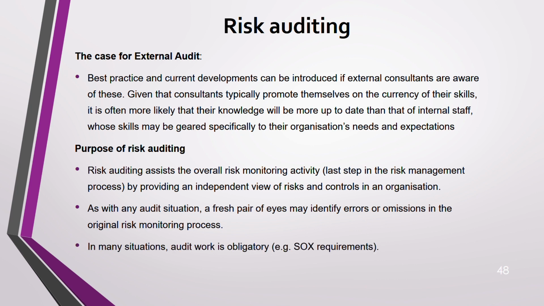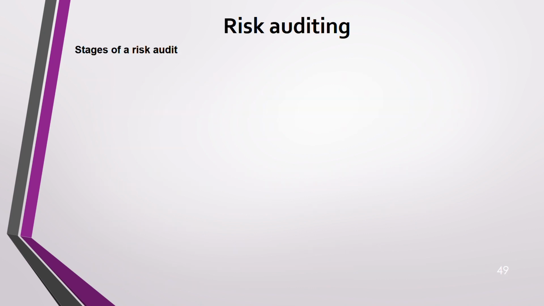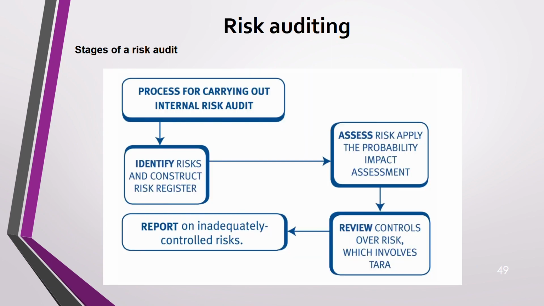In many situations, audit work is obligatory. You have to do it. Risk auditing, like Sarbanes-Oxley. And also following a review, internal and external, they can make recommendations to amend the risk management system sometimes. Sometimes the people in the organization might not know what to amend or whether there are any errors or not. There are stages of risk audit, 4 stages. Identify, assess, review, report. You identify the risk, you assess the risk based on probability and impact, then you review whether the controls are working or not. Fourth, you report to the board, risk committee, what needs to be done, how to control the risk, what are the key risks. Okay.